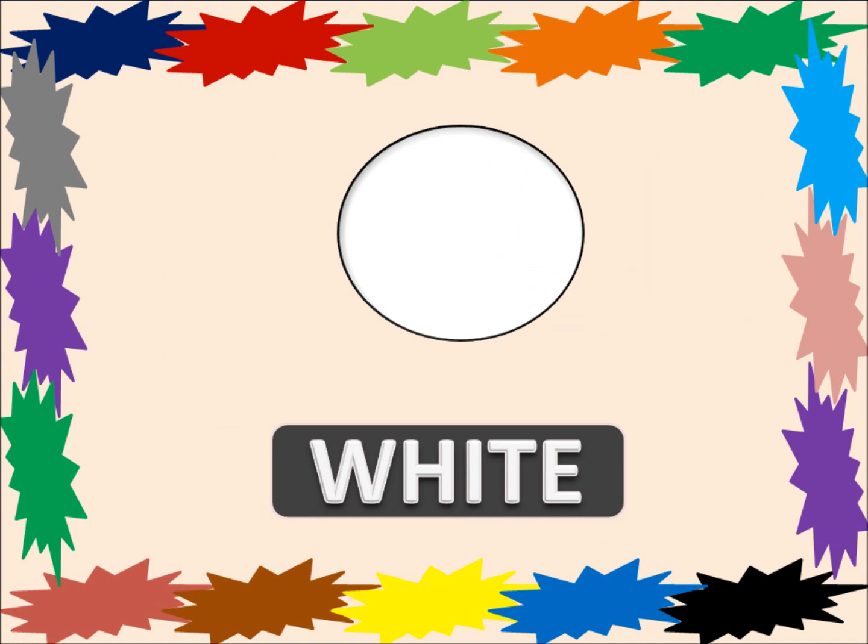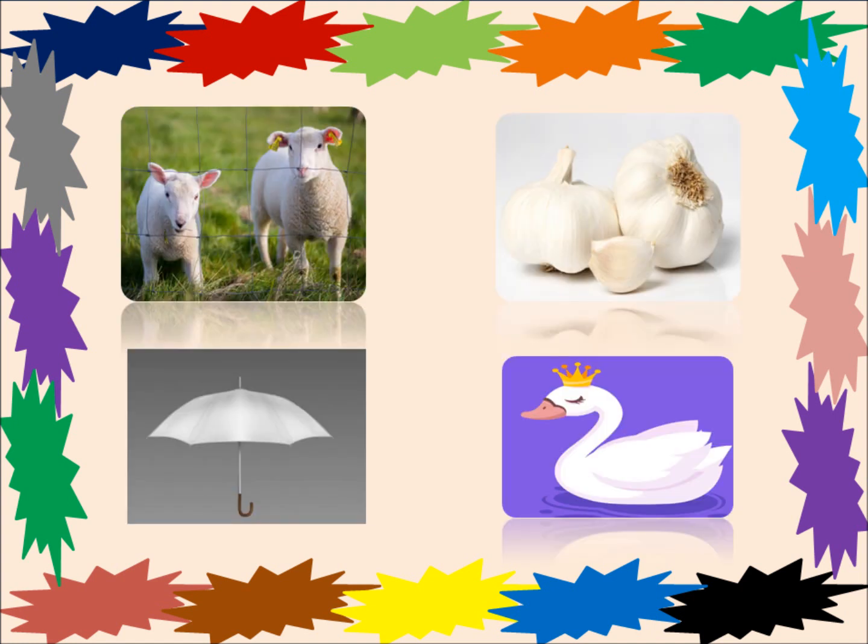White. W-H-I-T-E, white. Here you can see white sheep, garlic, umbrella and swan.